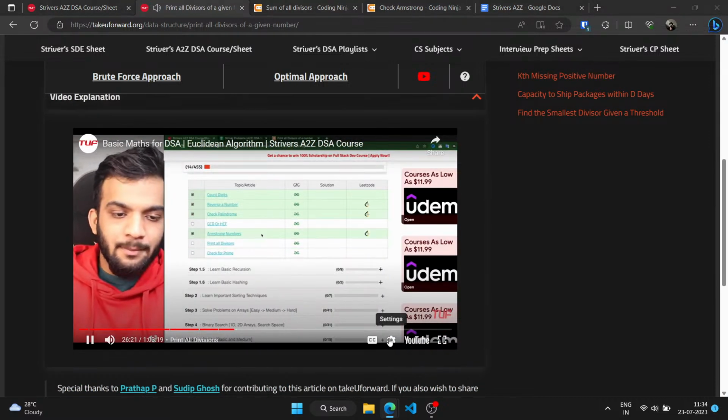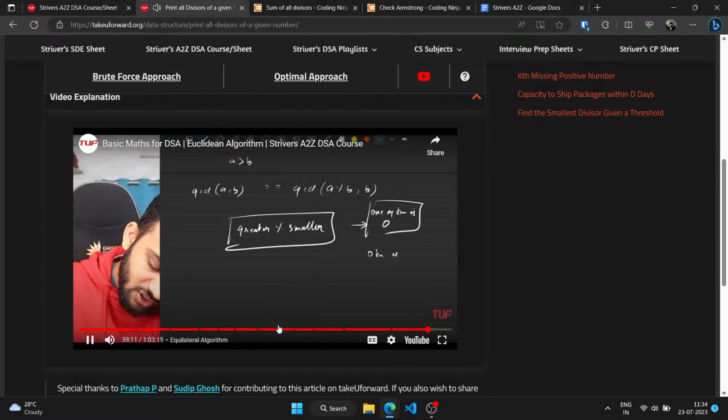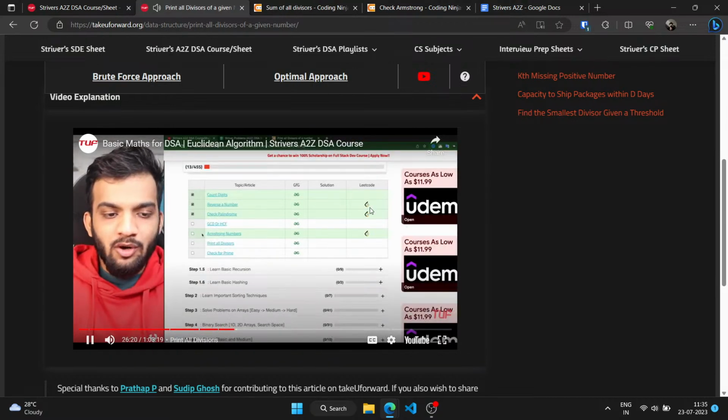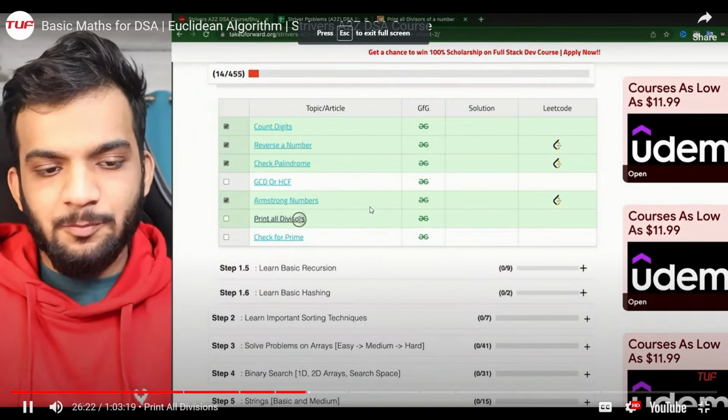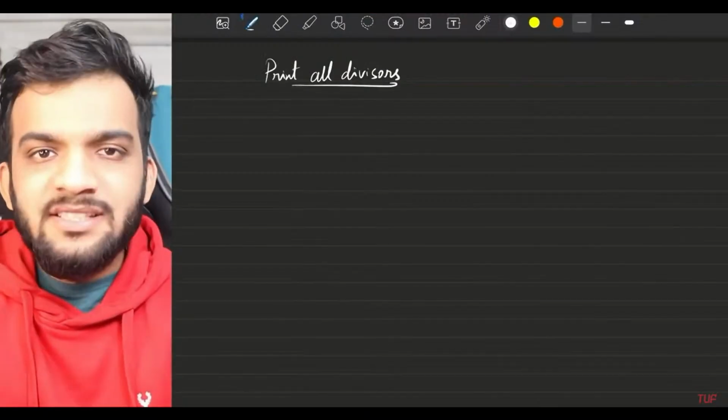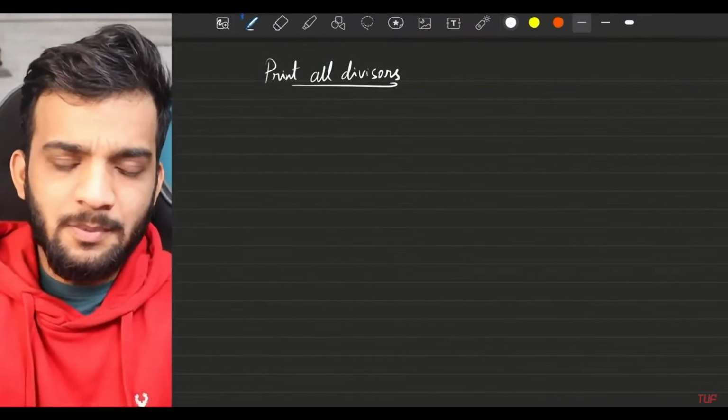So Armstrong number is completed, and the next problem that we will be doing is print all divisors. So when I say print all divisors, what does it mean?